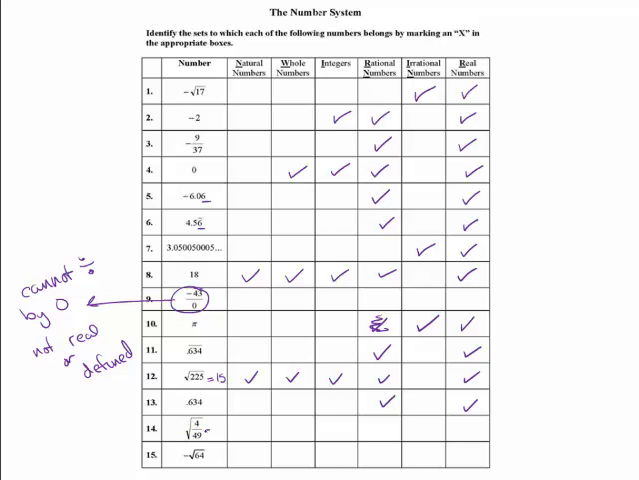The square root of 4/49: the square root of 4 is 2, the square root of 49 is 7. That's a fraction. That makes it rational. And then negative the square root of 64 is -8, so it's an integer and rational and real.